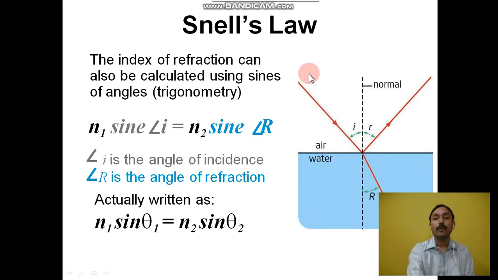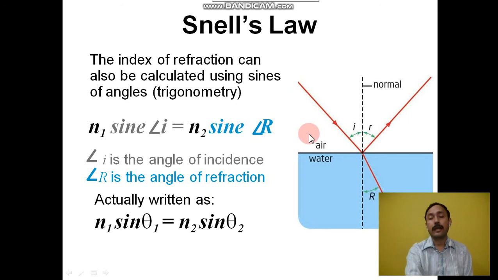So Snell's law states that N1 sine of I is equal to N2 sine of capital R. This is Snell's law: N1 sine of angle I is equal to N2 sine of angle R. That is the ratio of incidence angle to the refracted angle. It will give you the refractive index. So this I is the angle of incidence, capital R is the angle of refraction.